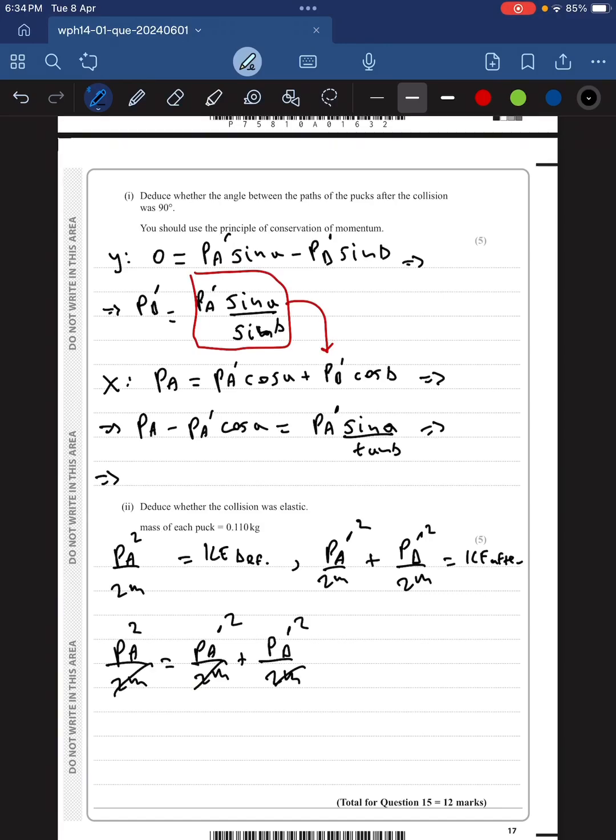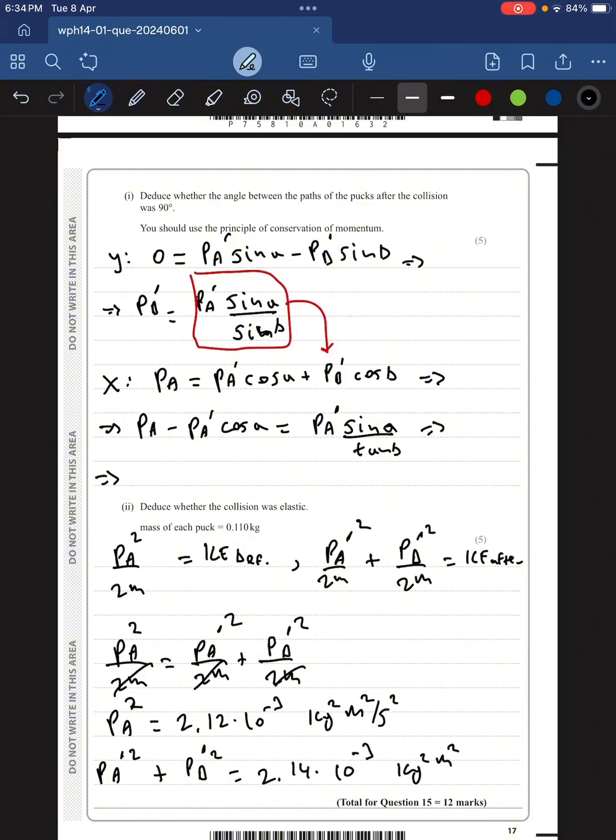The 2m's cancel, so all you have to do is to calculate PA squared, which is 2.12 times 10 to the negative 3 kilogram squared meter squared over second squared. And we also have to calculate PA prime squared plus PB prime squared. And this ends up being 2.14 times 10 to the negative 3 kilogram squared meter squared over second squared. These two are equal, therefore the collision is elastic.